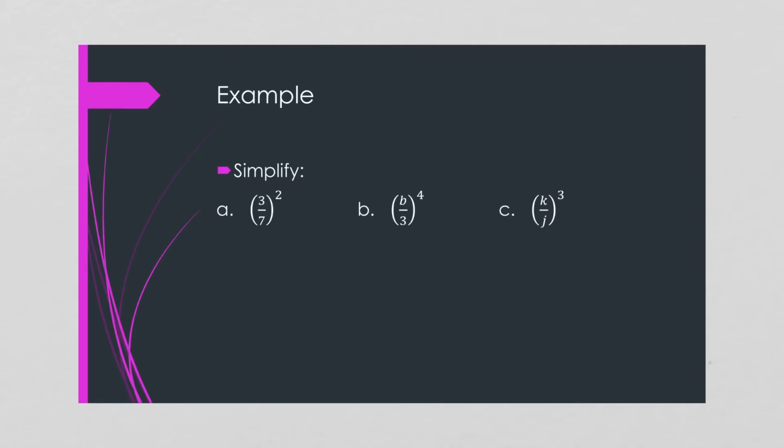So on part A, we would have 3 to the 2nd power over 7 to the 2nd power, which is 9 over 49. All right. On part B, we would have b to the 4th power over 3 to the 4th power, and 3 to the 4th power is 81. Okay, so on part C, we would have k to the 3rd power over j to the 3rd power.